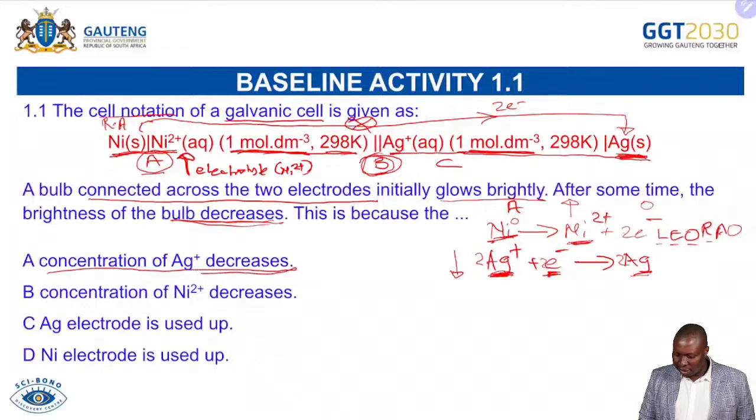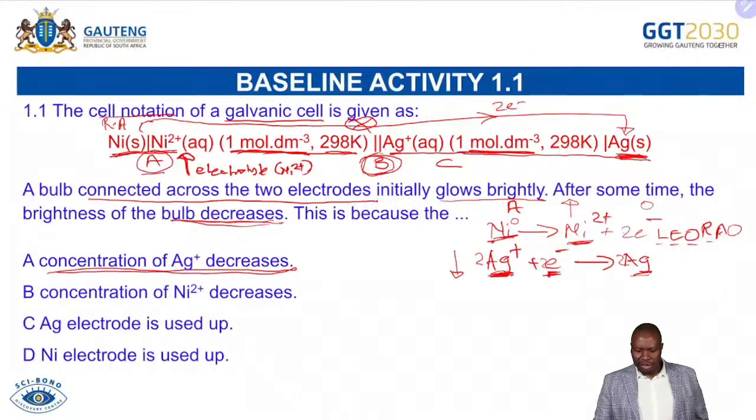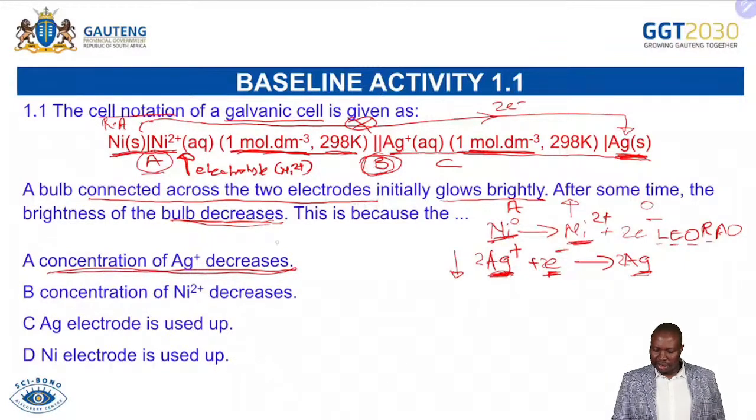So you can see that our answer there is that the concentration of Ag+ decreases. What makes the concentration of Ag+ decrease is the electrons coming from the anode to the cathode. When they come to the cathode, they react with Ag+ to form Ag.